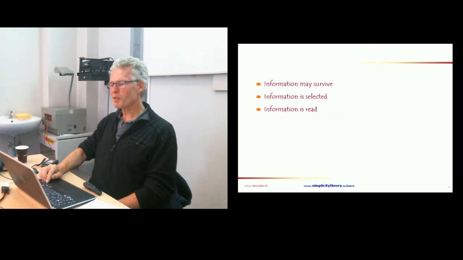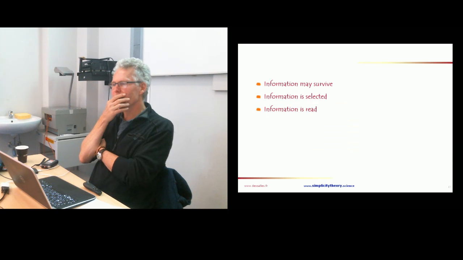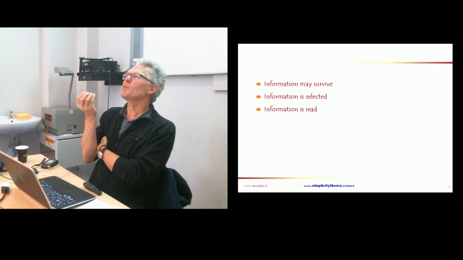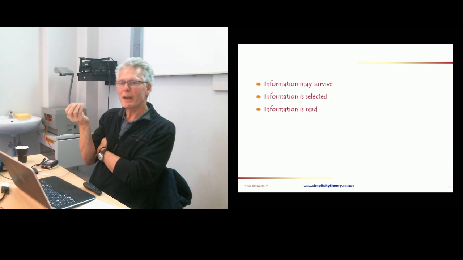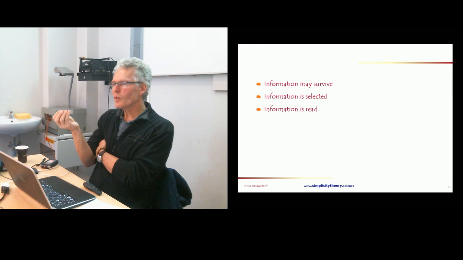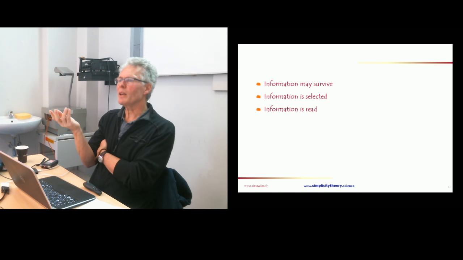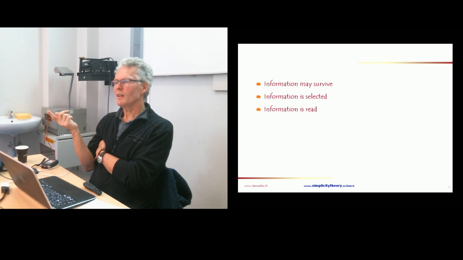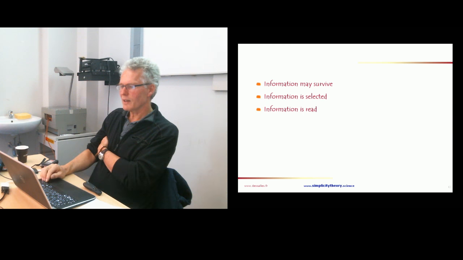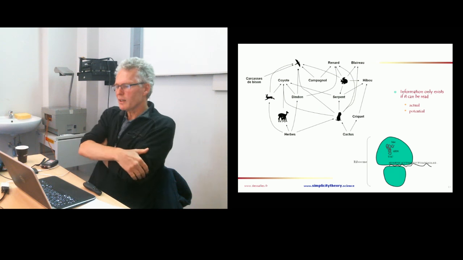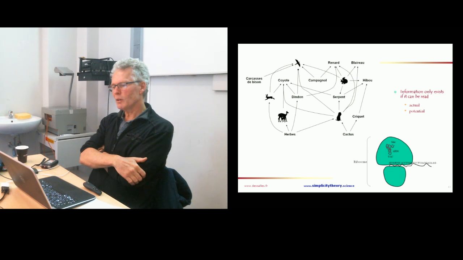So I said information is selected, so you got the point. But my next point is to say that information only exists if it is read. It must be read to be called information. That's bad news, because you could say, okay, you need a human being or a scientist. Maybe not. Okay, so let's have a look. I'm coming back to the trophic network, my colleague Cédric Gaucherel.